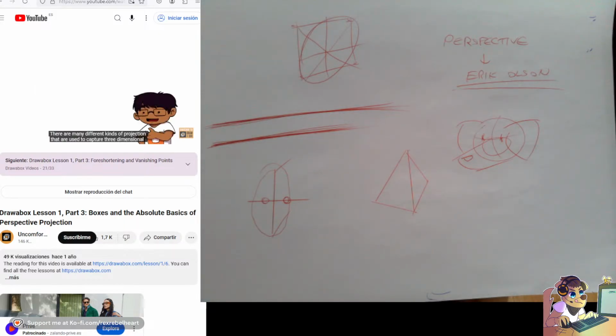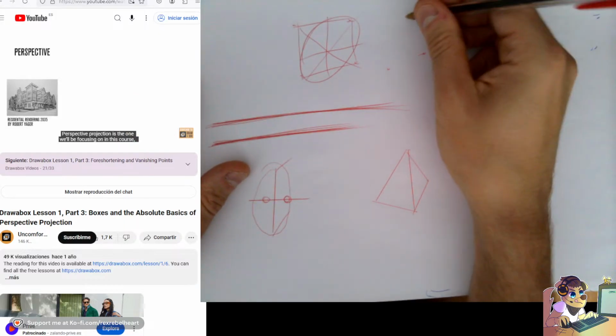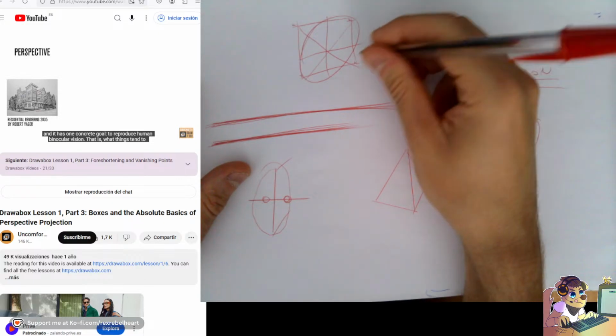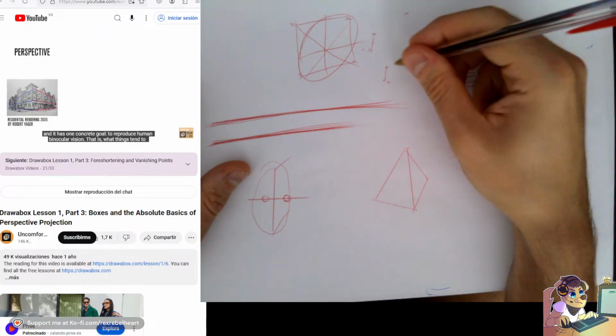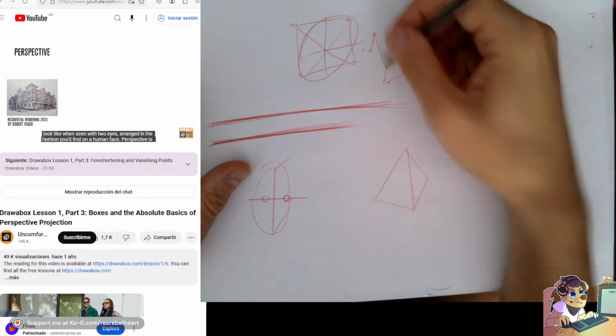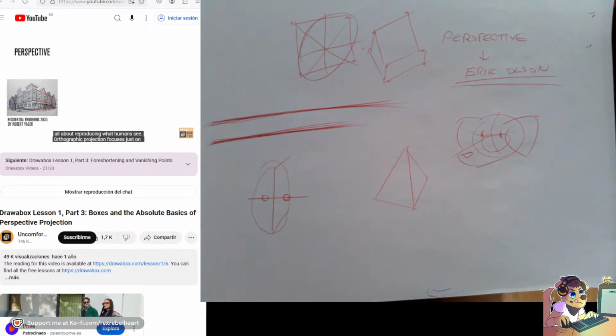There are many different kinds of projection that are used to capture 3-dimensional objects on a 2-dimensional page, and each one is geared towards a different set of needs. Perspective projection is the one we'll be focusing on in this course, and it has one concrete goal: to reproduce human binocular vision. That is, what things tend to look like when seen with 2 eyes arranged in the fashion you'd find on a human face. Perspective is all about reproducing what humans see.